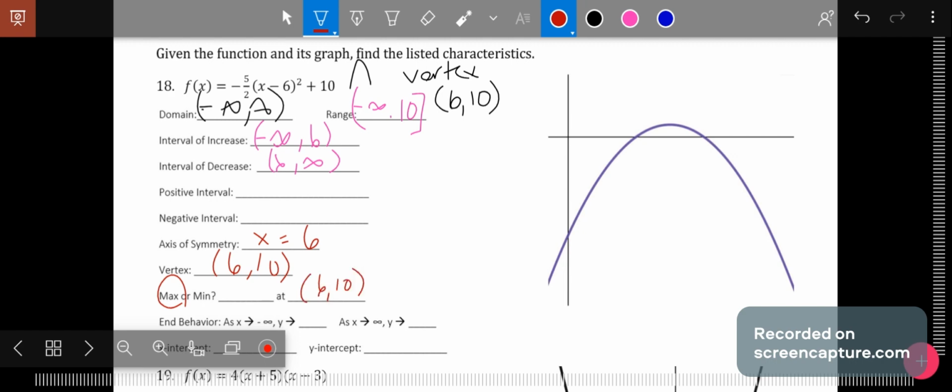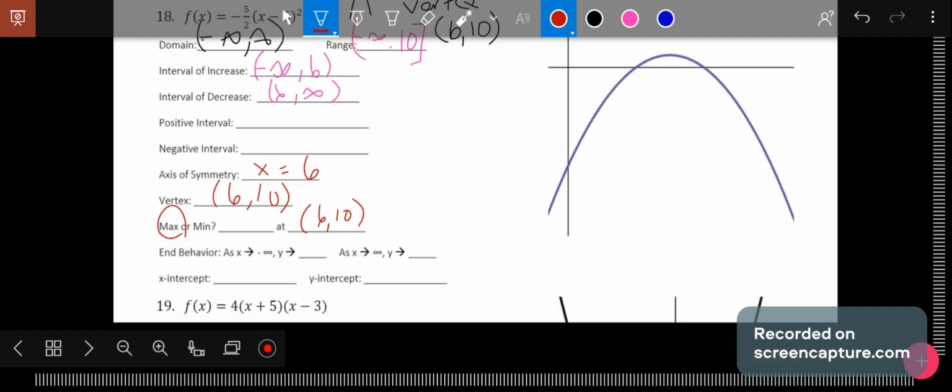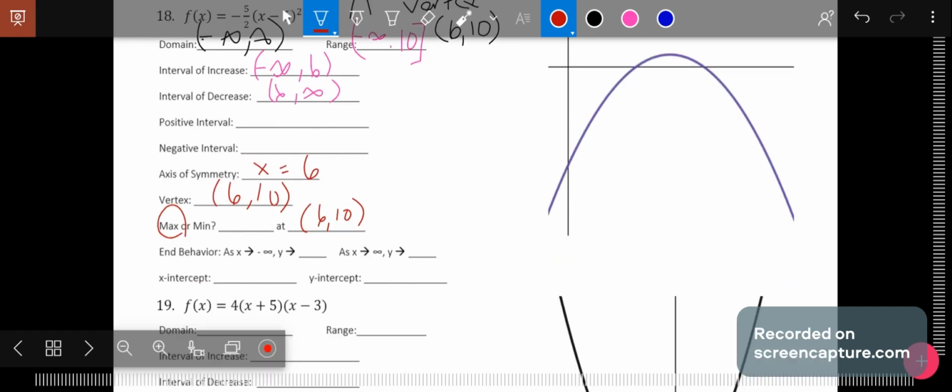For our end behavior, as we look at the left side, that is as x goes to negative infinity, the left side of the graph, y is going to negative infinity. As x goes to positive infinity, y is also going to go to negative infinity. Both sides of this graph are doing the exact same thing. They're both going down to negative infinity.